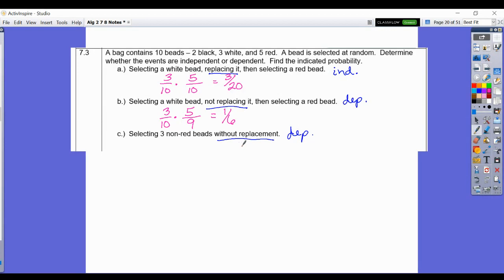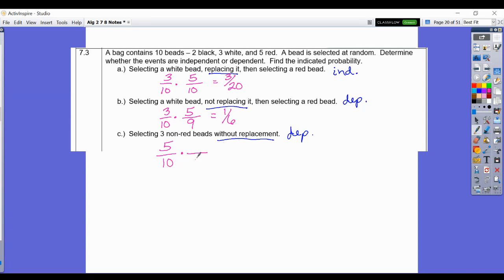And for the next one, select 3 non-red beads without replacement. So not red. First bead. There are 10 in there. What is the probability of getting not red? Well, there's 5 red and there's 5 not red. So there's 5. Okay, so assume I got one.